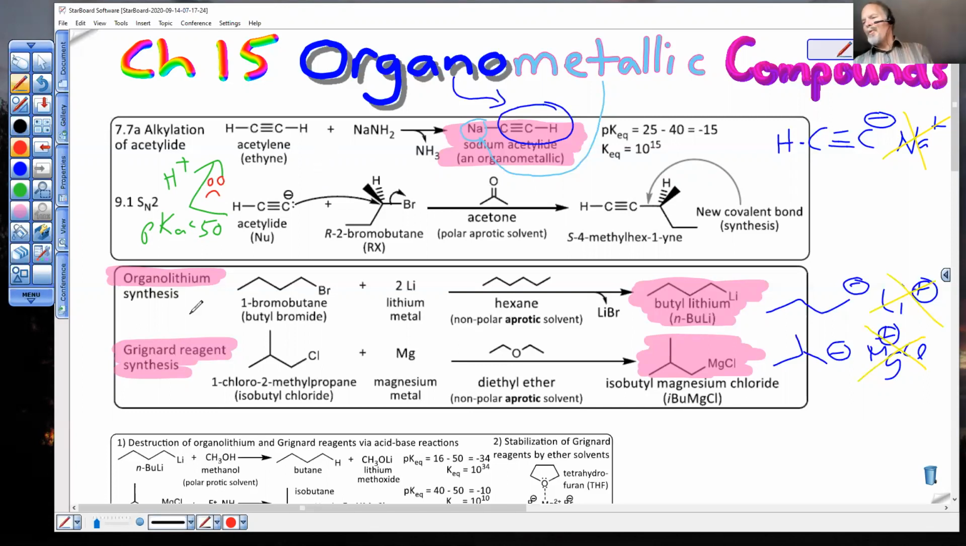In this chapter, we're going to learn how to make organolithiums in a different type of reaction than an acid-base reaction, and Grignard reagents in a different type of reaction. These are, in fact, redox reactions. In this one, we use 2 moles of lithium, and we end up with 2 moles of lithium plus. You're saying, where's the second mole? I see the first one right here. Second one is in lithium bromide.